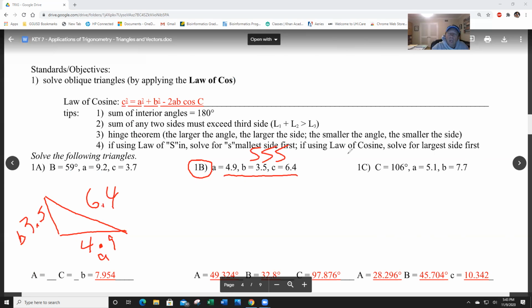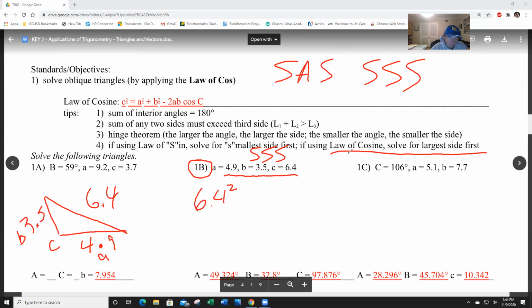And to review, law of cosines is for SAS and SSS. I got three sides. Now, the rule I've told you, solve for the largest side first if you're using the law of cosines. No problem. So that's going to have me solve for angle C, which is down here.